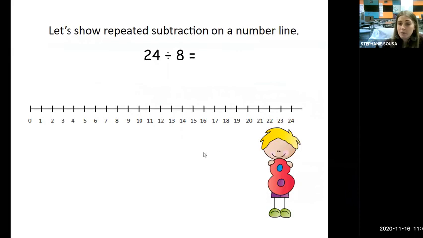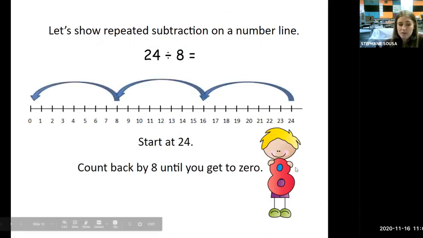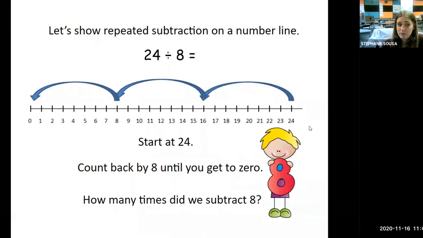So this is how it looks on a number line. Now we're going to divide 24 by 8. We're going to start at 24. We're going to count back by 8 until we get to 0. 1 time, 2 times, 3 times. We subtracted 8 3 times, so 24 divided by 8 is equal to 3.